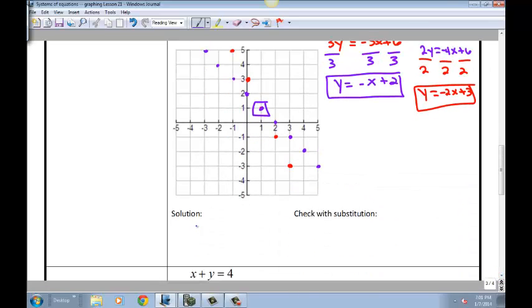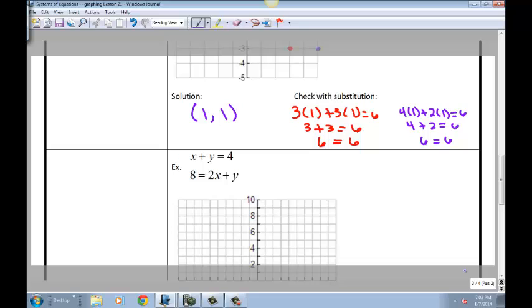Remember, your solution is an ordered pair, 1, 1 in this case. To check it with substitution, it just means you plug your x and your y back in. Alrighty, so one more time, I took my x and my y values and I plugged them back into the original equations. And when I checked it in both, I got 6 equals 6 and 6 equals 6. That means it works for both equations, so 1, 1 is my solution.